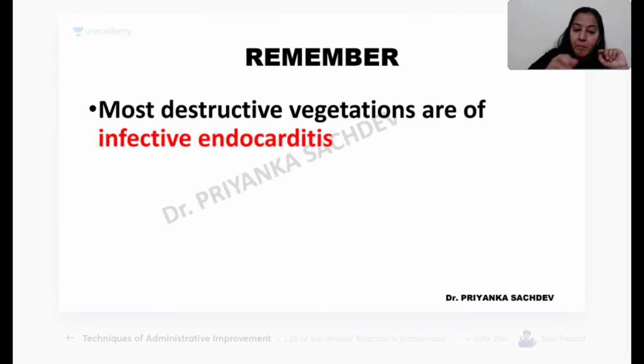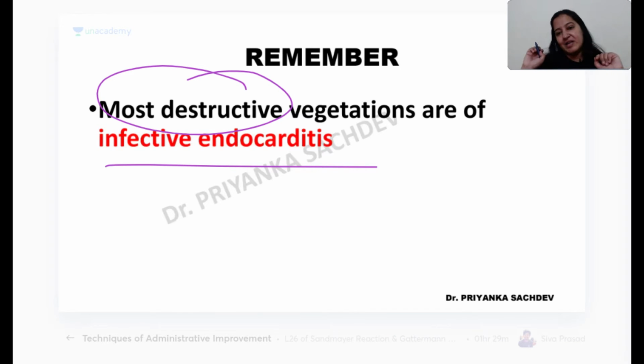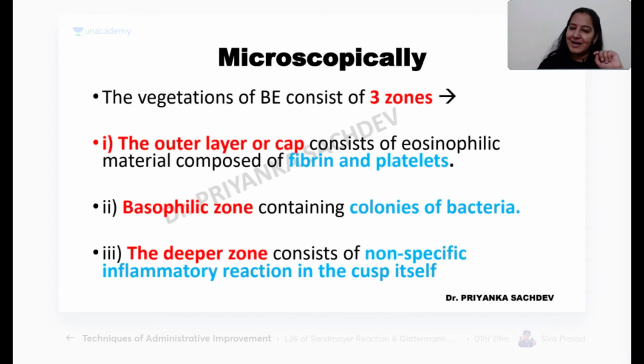Abscess is formed here. So most destructive vegetations are seen in bacterial endocarditis. It is most destructive. Vegetation तो चारों में बनेंगे, लेकिन सबसे destructive इसमें है because there is ulceration, there is perforation, there is abscess. Patient will have high grade fever because there is pus formation. Yes or no? So that is the thing.